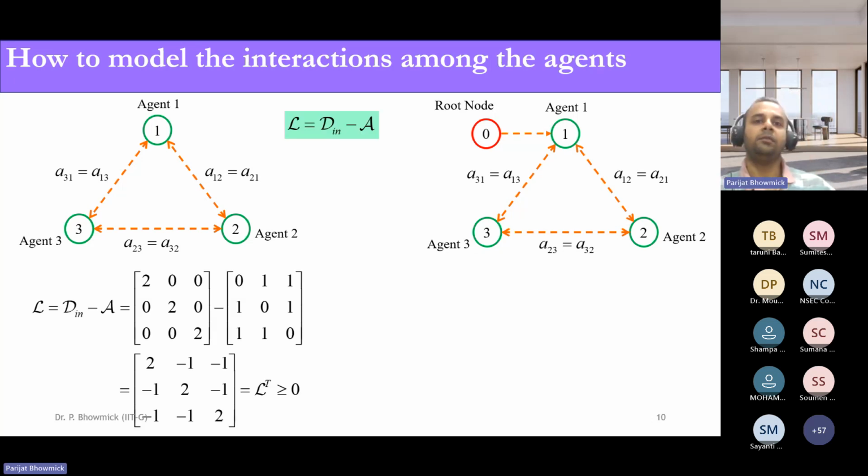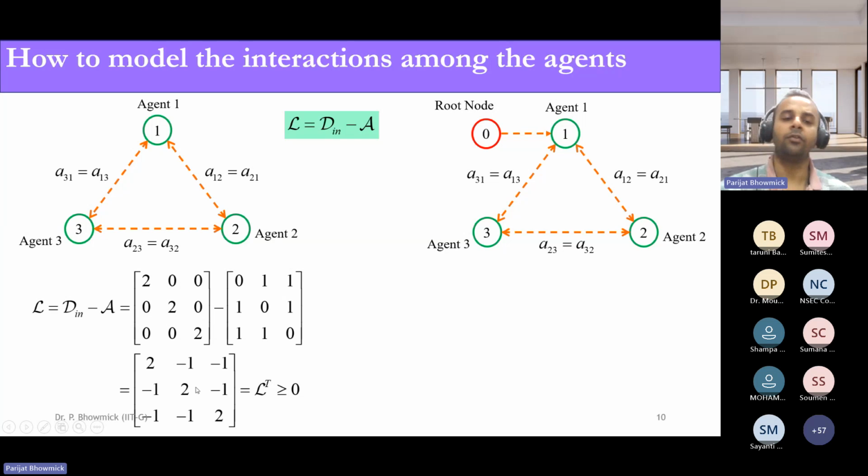Accordingly, you can remember the Laplacian matrix is the in-degree matrix minus the adjacency matrix. As an example, for this particular graph, the in-degree matrix is a diagonal matrix containing the elements 2, 2, 2. Why? Because each node has two incoming edges. And in the adjacency matrix, all these elements, a_12, a_13, a_31, 1 2, 2 3, 3 1, and then 2 1, 3 2 and 1 3, all of them are 1. So accordingly, this is the adjacency matrix. As a whole, this is the Laplacian matrix.